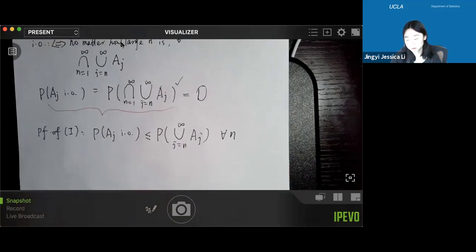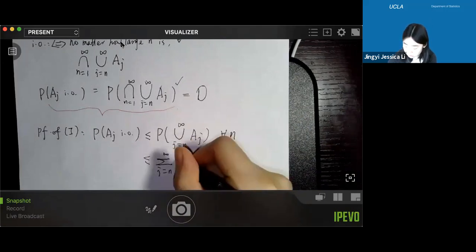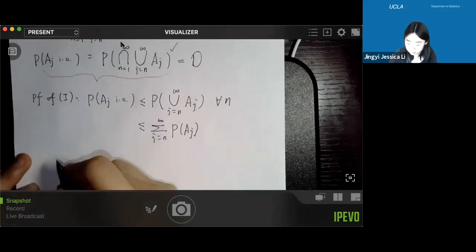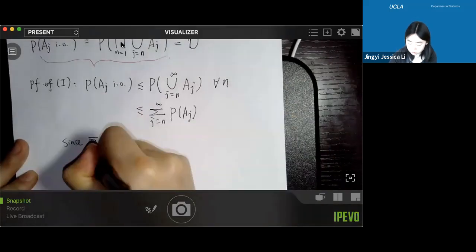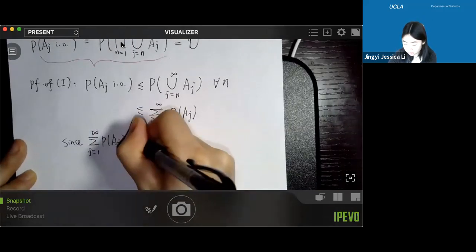And then we're going to do a very famous but simple way of finding an upper bound on the probability of a union. The upper bound is just the summation of the probabilities of the individual sets. And this we can do as the summation over j from n to infinity of P(A_j). And we're done. Okay, why? Because we know that the summation over j from 1 to infinity of P(A_j) is finite.